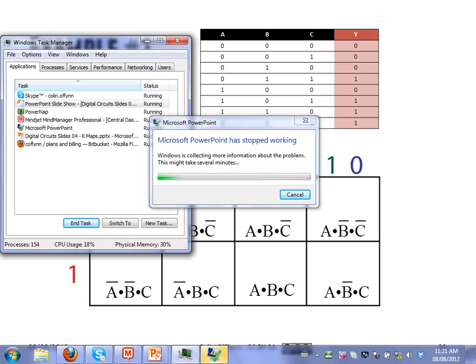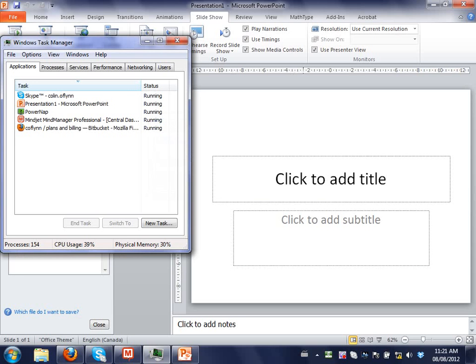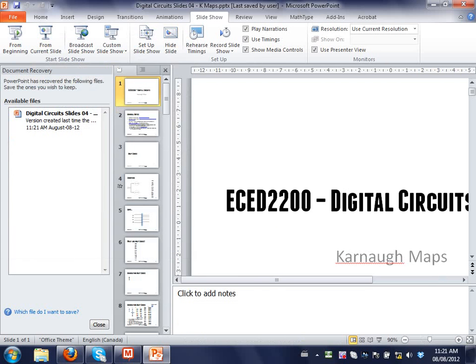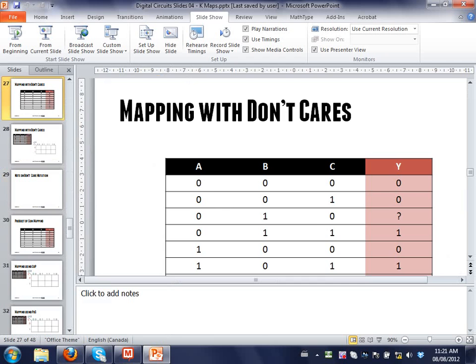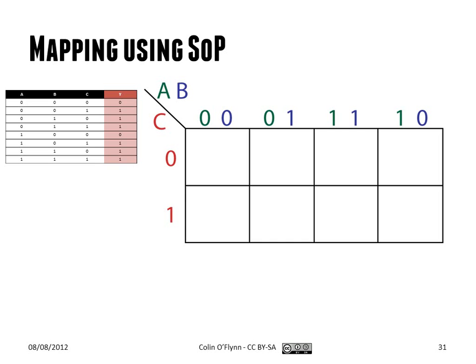With product of sums, I always want to make sure I say it the right way. With product of sums, what this means is that we're going to just map the zeros. So let's take a look at that. For example, in this truth table here, there are more ones than zeros. So when we map the zeros, we'll just put a zero here, 0, 0, 0. And we'll put a zero here, 1, 0, 0. And then the equation just becomes this group here of 2. So this is product of sums notation.